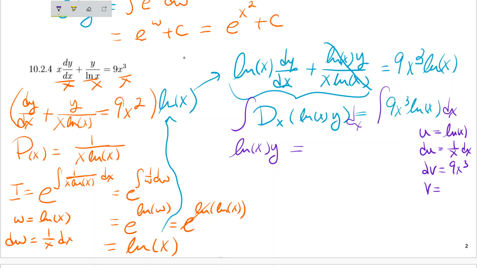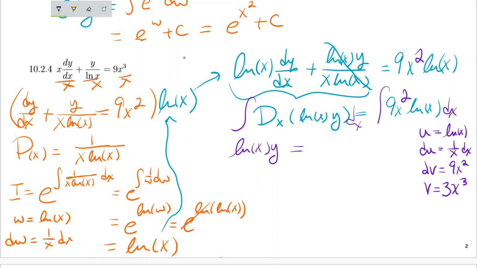Or is it 9x cubed? I thought it was 9x squared. It's 9x squared. I made an error earlier. That should be a 2. But here is where it's going to become a 3. Because then you'll add 1 to the power and divide by it, so you'll get a 3x cubed. Okay, that came out nicer than I thought it was going to.